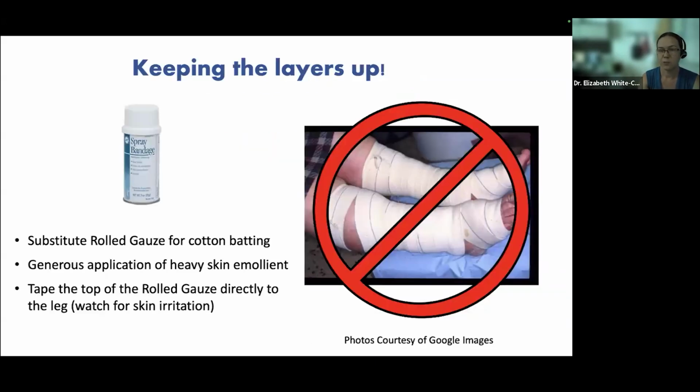Often you'll have patients complain of how to keep the layers up. There's a lot of tricks out there. There's some kits that have cotton batting as the first layer. So some people find rolled gauze works better. Using a ton of Vaseline, some kind of skin emollient at the top to really keep those layers on. There's the spray bandage. I get a little nervous of taping the bandages directly to the skin. Probably that's because I'm a geriatrician. I have people with very thin skin.